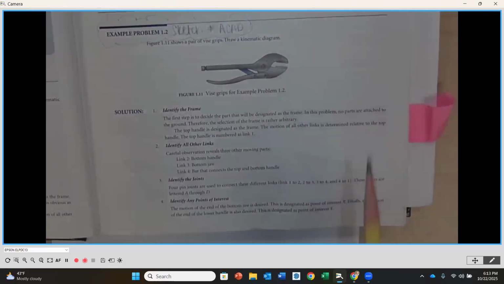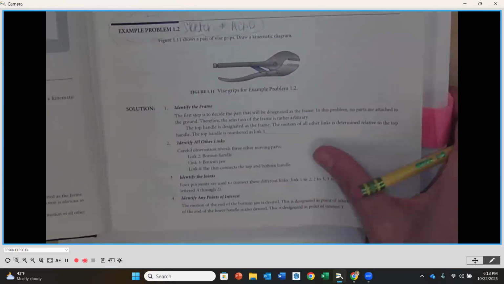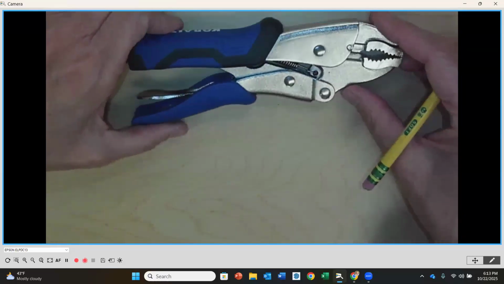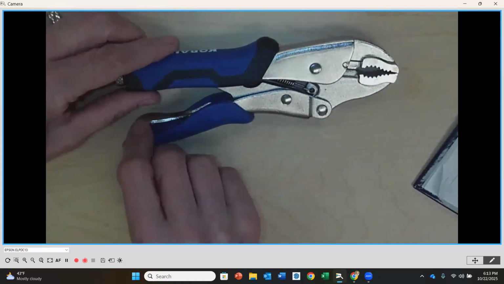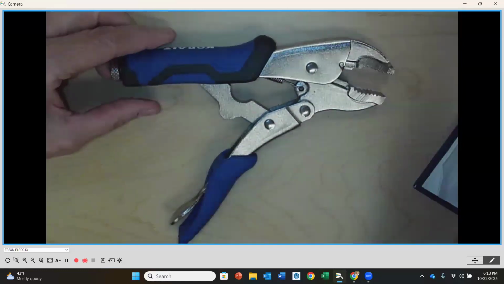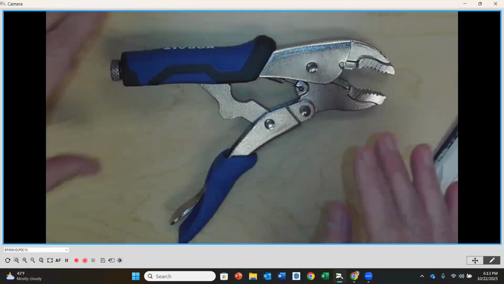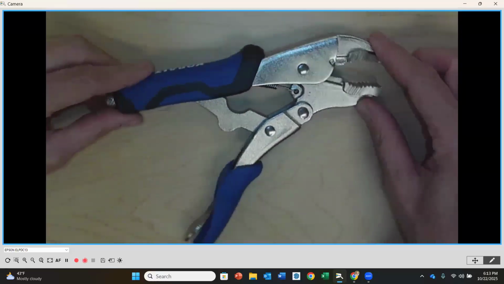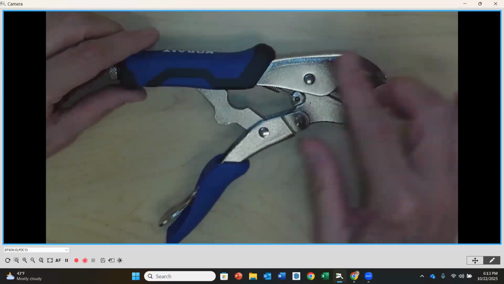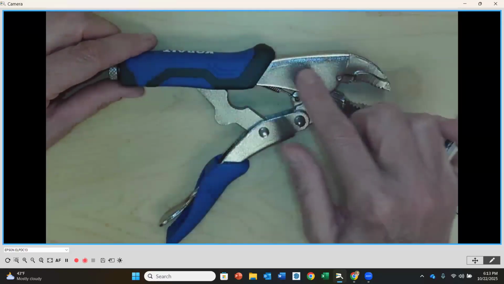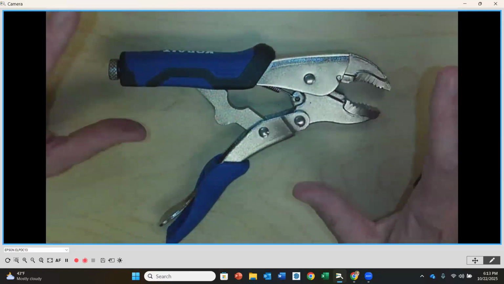Now, in this case, the steps that we go through are going to be exactly the same. We're going to identify the frame, identify each one of the links, represent them in standard form, as well as the joints, okay? Now, as we look at my live and in-person vice grips, you're going to notice that, again, there is no bolting down. So I'm going to identify this top portion to be my frame.